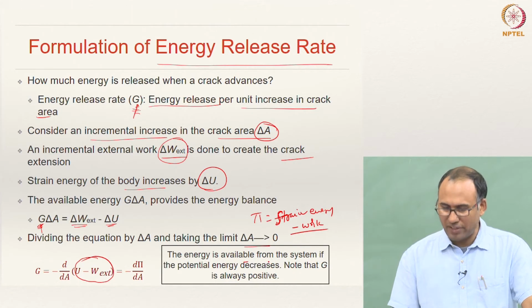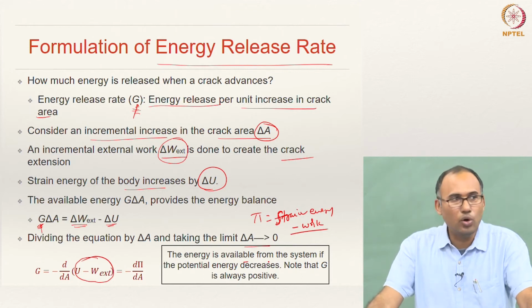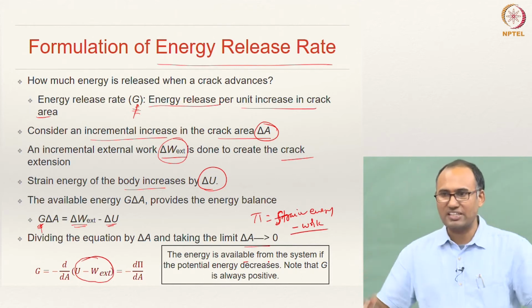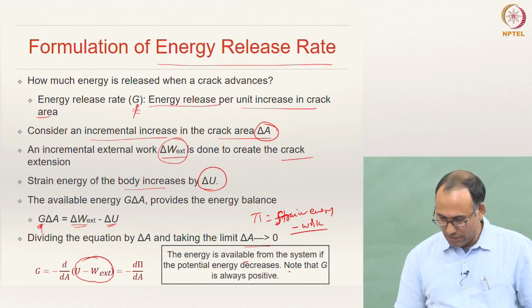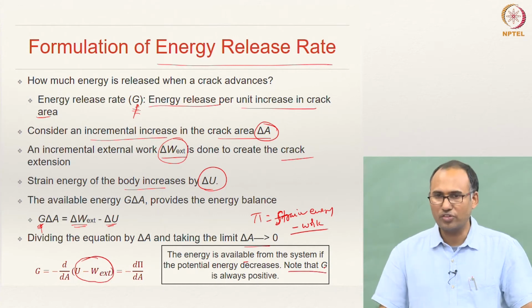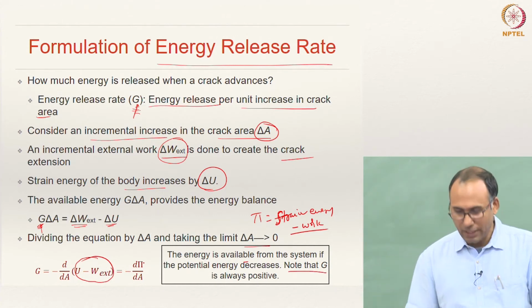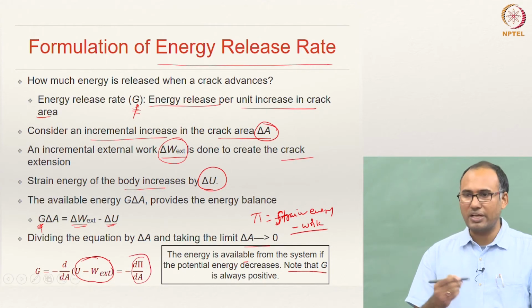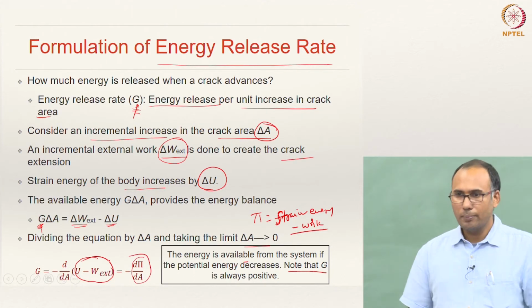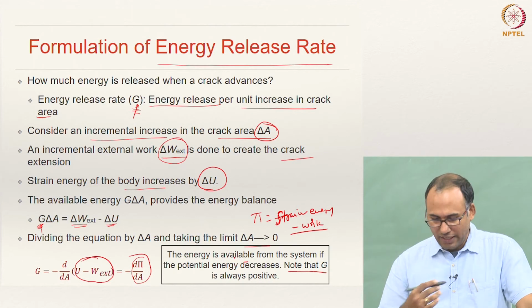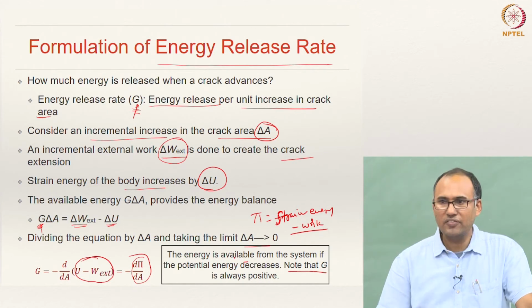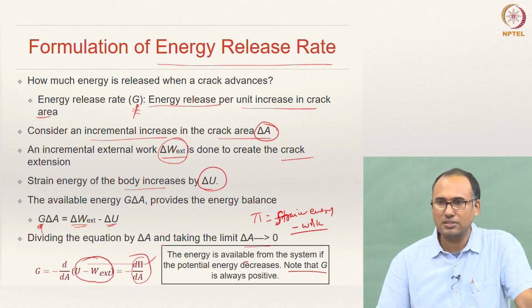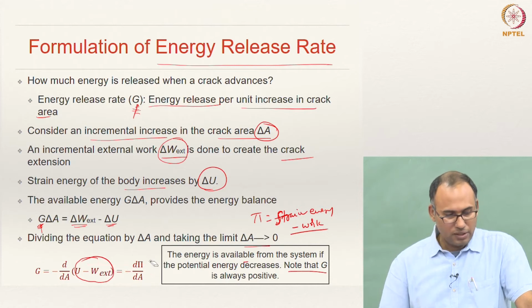So energy is available from the system if the potential energy decreases. Only when the potential energy decreases is energy available for crack growth. G is always positive because dΠ/dA should be negative. Negative means potential energy is decreasing; if it were increasing, it would be positive, isn't it? So that is the condition.